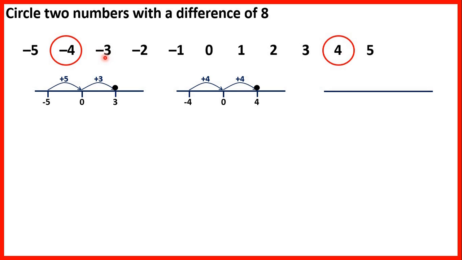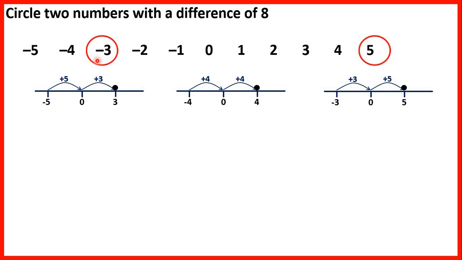And if we started with -3, we could add 3 to get to 0, but that's adding 3, and we need to add 8, so we can add 5 more, and the difference between -3 and 5 is 8, because to get from -3 to 5, we need to count on 3 and then count on another 5. So we could have -3 and 5 as well.